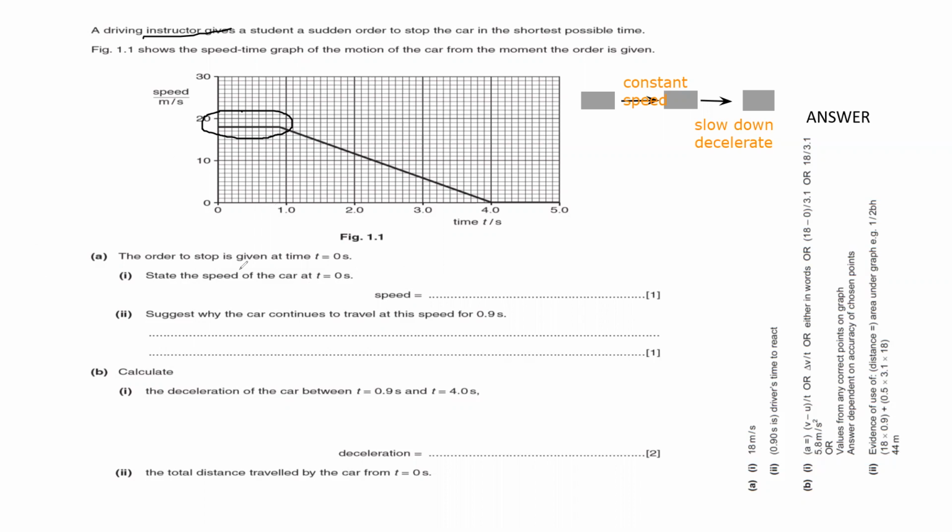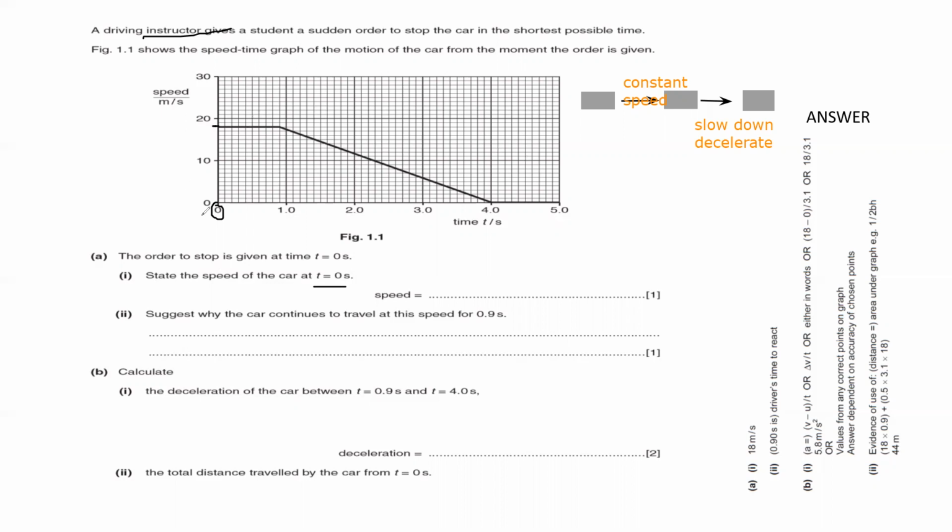So the first part: the order to stop the car is given when time is equal to 0. So when time is equal to 0, the instructor orders the student to stop the car. State the speed of the car when time t is equal to 0. So what is the speed of the car the moment when the instructor orders the student to stop the car? So what is the speed?